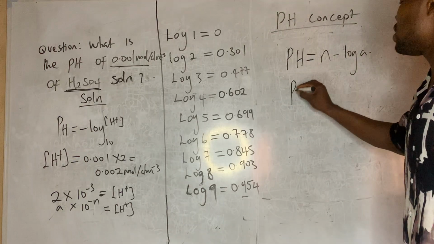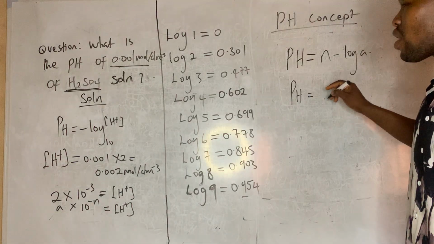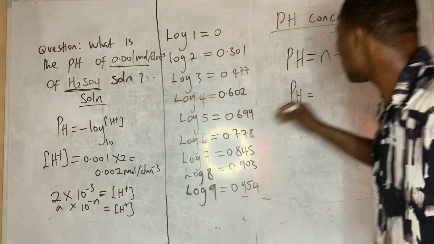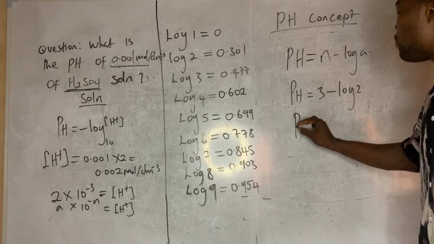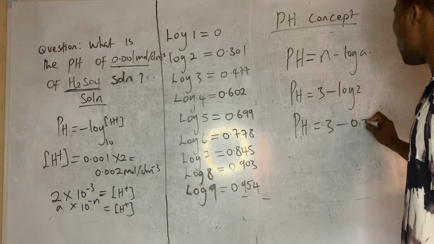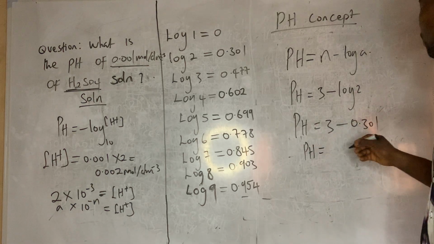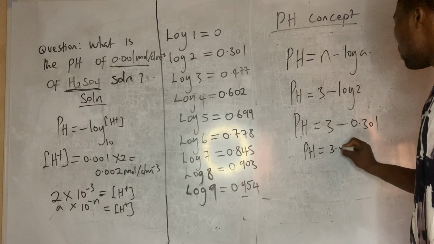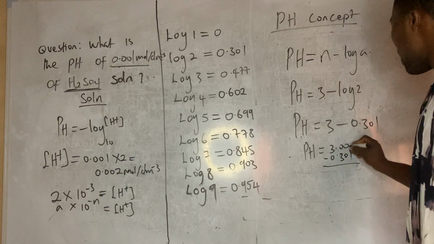So pH equals, what's n? n is going to be 3, so 3 minus log 2. What's log 2? 0.301. So pH is equal to 3.00 minus 0.301.